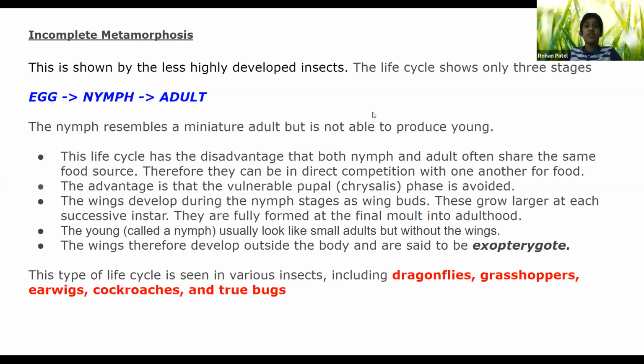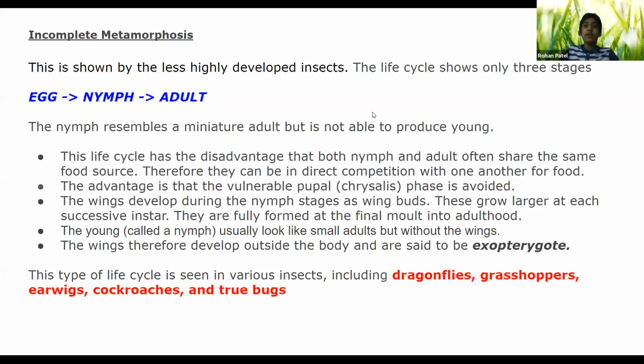But the advantage is that the vulnerable pupal phase, which is the chrysalis phase, is avoided. Because sometimes when caterpillars are in the chrysalis phase, it's when other organisms can attack it. But in incomplete metamorphosis, it is avoided.